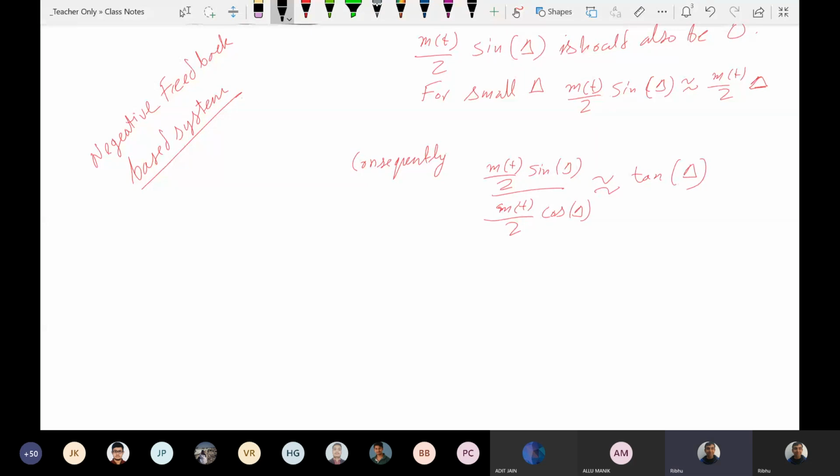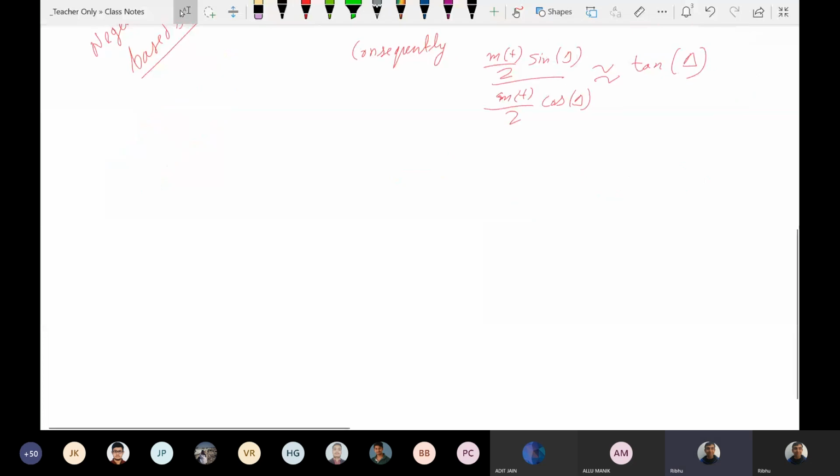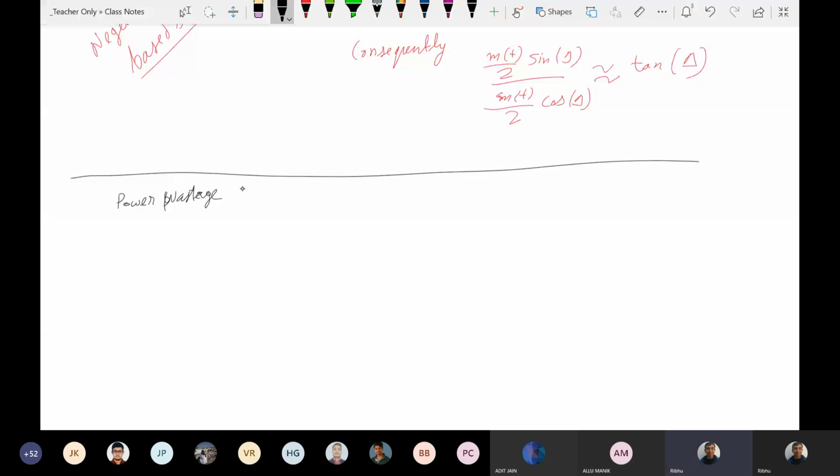Now the next thing, so we have talked about the power wastage, which has been taken care of. So we have taken care of the power wastage to some extent. Now, the other thing that we want to take care of was the bandwidth wastage.